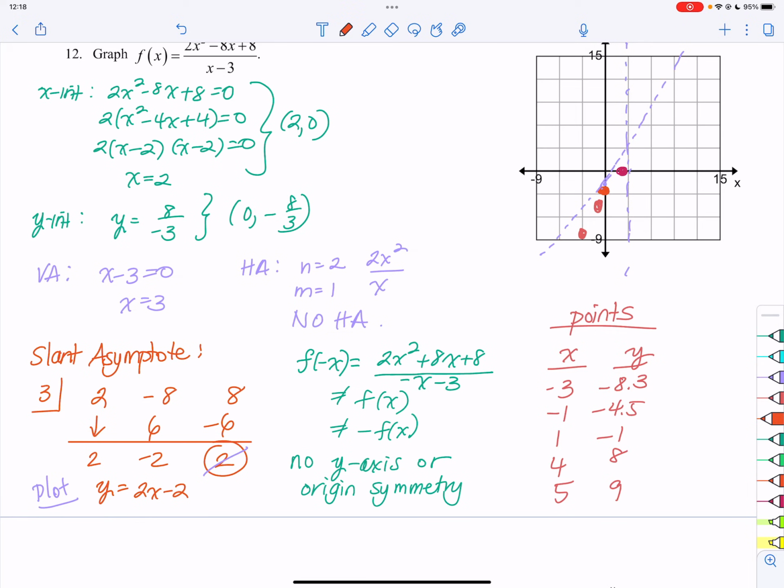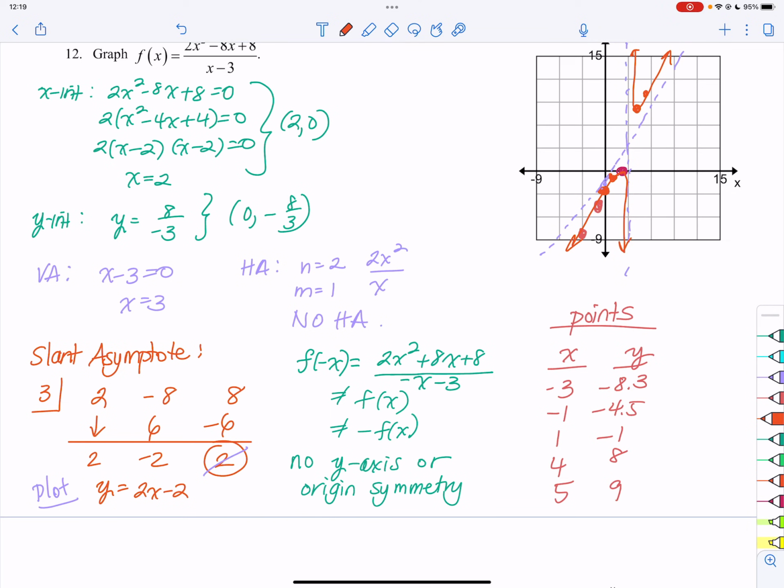And then we have (1, -1). And then (4, 8). And then (5, 9). So as you can see, these are the graphs. That is the graph.